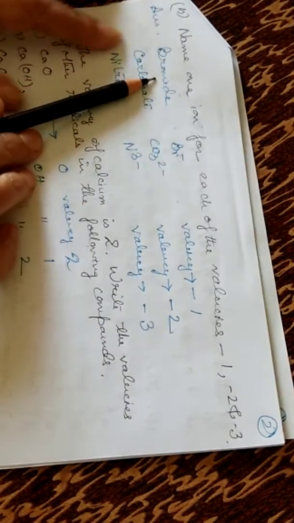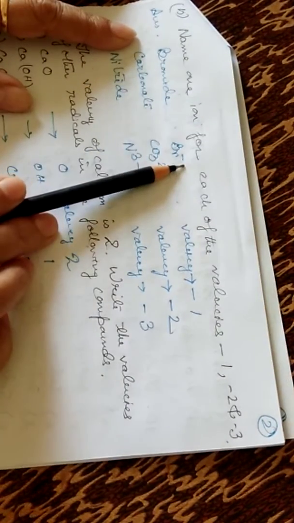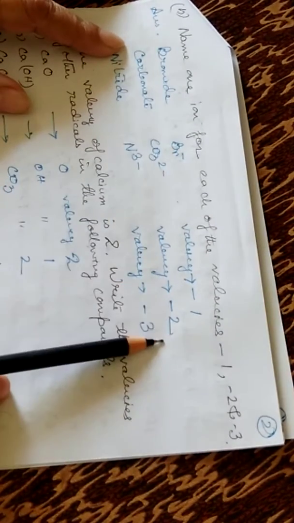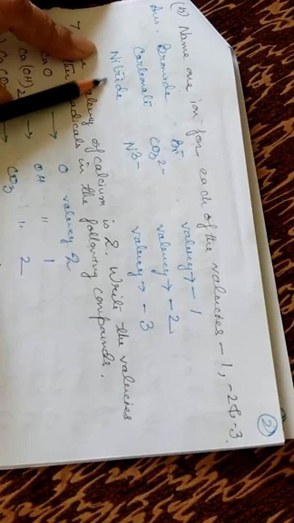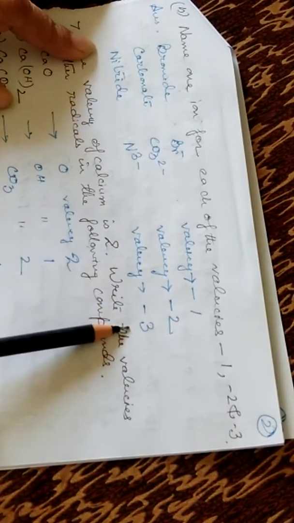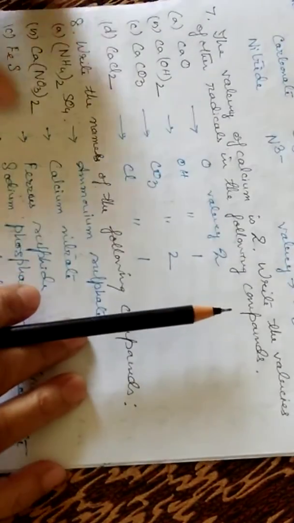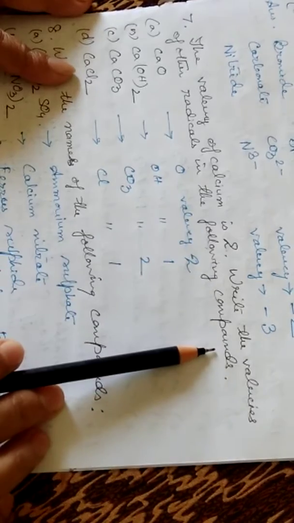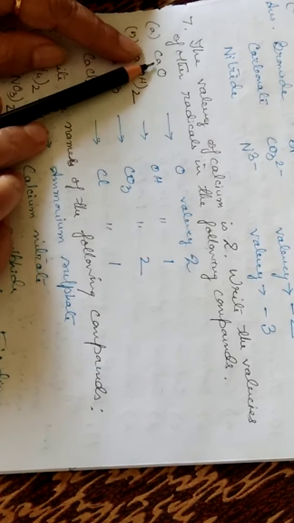That is bromide Br-, valency is 1. Carbonate CO3 2-, valency is 2. Nitride N3-, valency is 3. The valency of calcium is 2. Write the valencies of other radicals in the following compounds. The first question is CaO. Now Ca, we know its valency is 2.